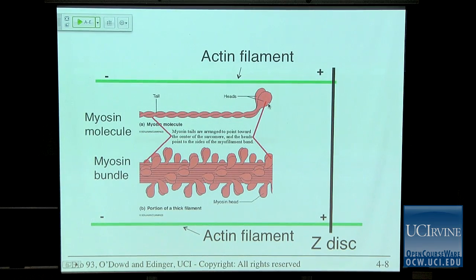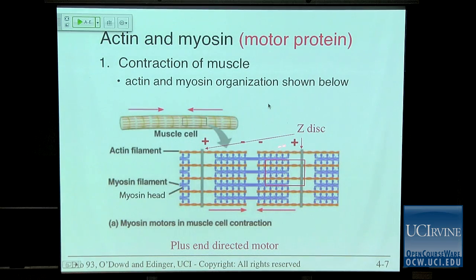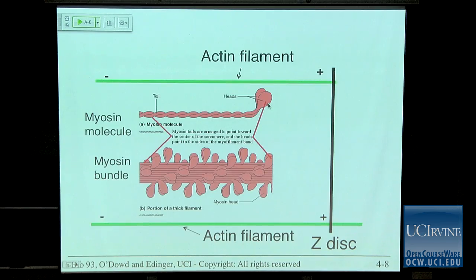Now we're going to look at just one of these little, let me go back and show you. We're going to look just at this region right here so you get a little bit better picture of what's going on. Okay, we have our actin filament, plus end is attached to the Z disc. Right below it is another actin filament, plus end attached to the Z disc. And this is the myosin bundle. And here is a single myosin molecule that has two globular heads and a twisted tail region. And these heads are what bind to the actin filament.